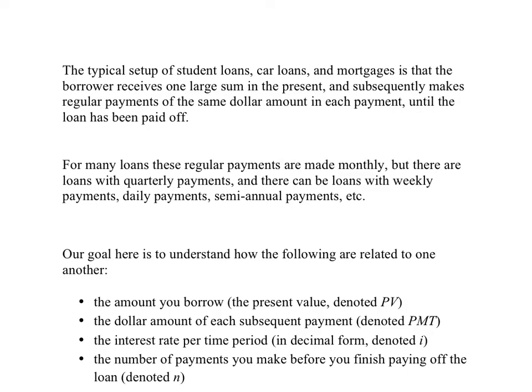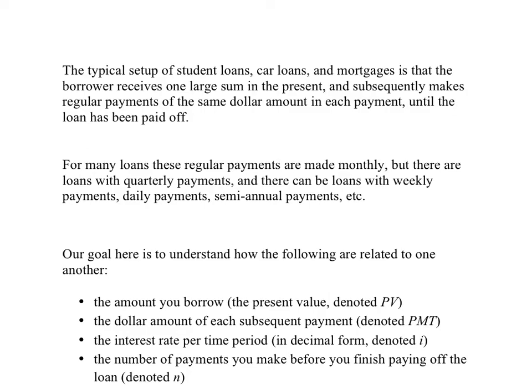The typical setup of student loans, car loans, mortgages, other types of loans is that the borrower receives one large sum in the present and subsequently makes regular payments of the same dollar amount in each payment until the loan has been paid off. Couldn't you have a loan where it wasn't the same dollar amount getting paid back each time you made a payment? Yes, that's possible, but typically they are set up in this way. For many loans, these regular payments are made monthly, but it's also possible that you could have quarterly payments or loans with weekly payments, daily, semi-annually, etc. Most common, though, in these kinds of situations is that the payments are made monthly.